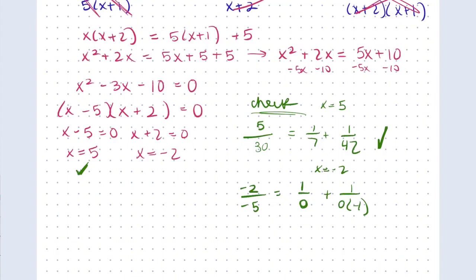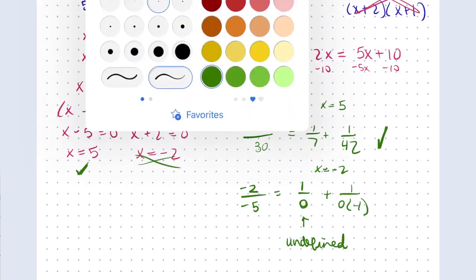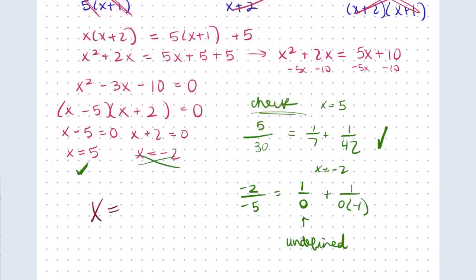Okay, so I want you to answer this question. Does negative 2 work? No, it doesn't, right? That's undefined, right? Dividing by 0 is undefined. So if we have negative 2/5 equals undefined, that doesn't make sense. We can't even add those together. So our only answer here is x equals 5.